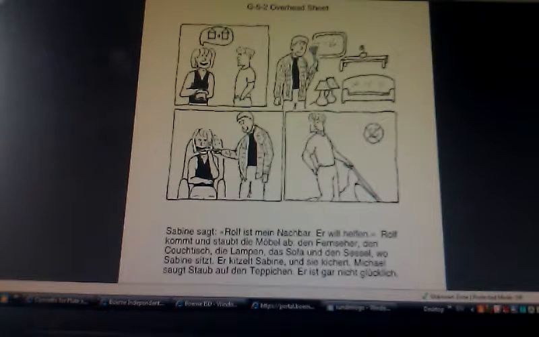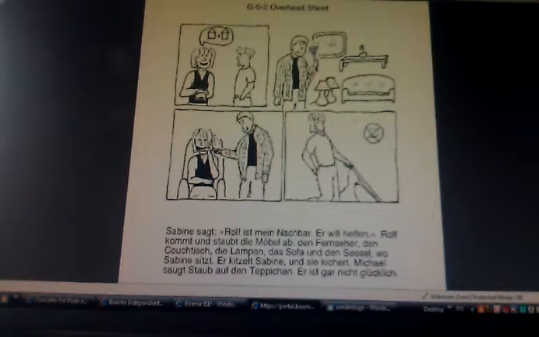Sabine sagt, because he asked, who's Rolf, in the end of the last one. Sabine sagt, Rolf ist mein Nachbar. Will. Rolf kommt und staubt die Möbel ab. Den Fernseher, den Couchtisch, die Lampen, das Sofa und den Sessel, wo Sabine sitzt. Er kitzelt Sabine und Sabine kichert. Michael saugt Staub auf den Teppichen. Plural. Er ist gar nicht glücklich. Okay, so what that means, and you can see that he's nicht glücklich by his face there.